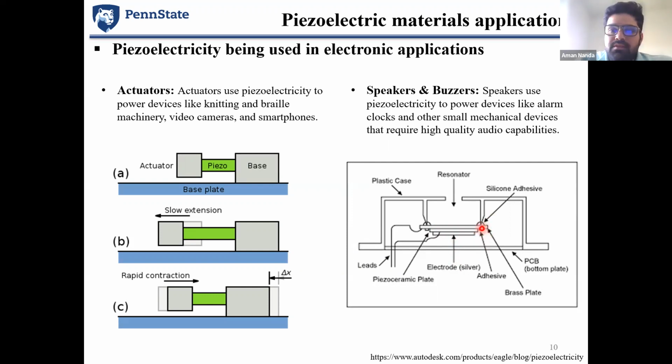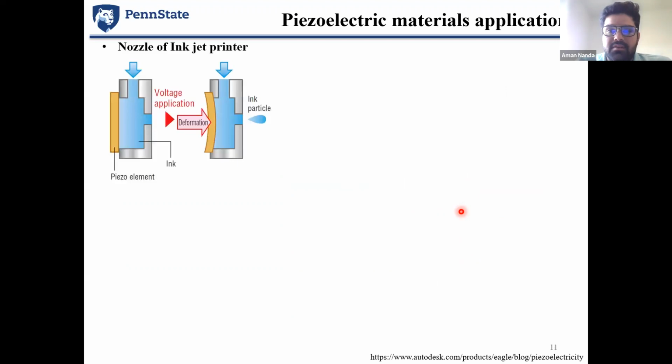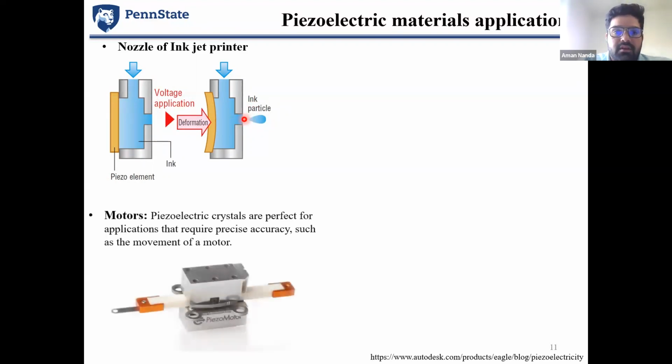So this is what we use in our calling bells at home, and there are other applications of the buzzer as well. This is the nozzle of an inkjet printer. There is one piezo disc here. When you apply an external voltage, the disc changes its shape, and depending on the deformation, the ink particles are ejected out of the cartridge. So this is a very good application in our day-to-day life.